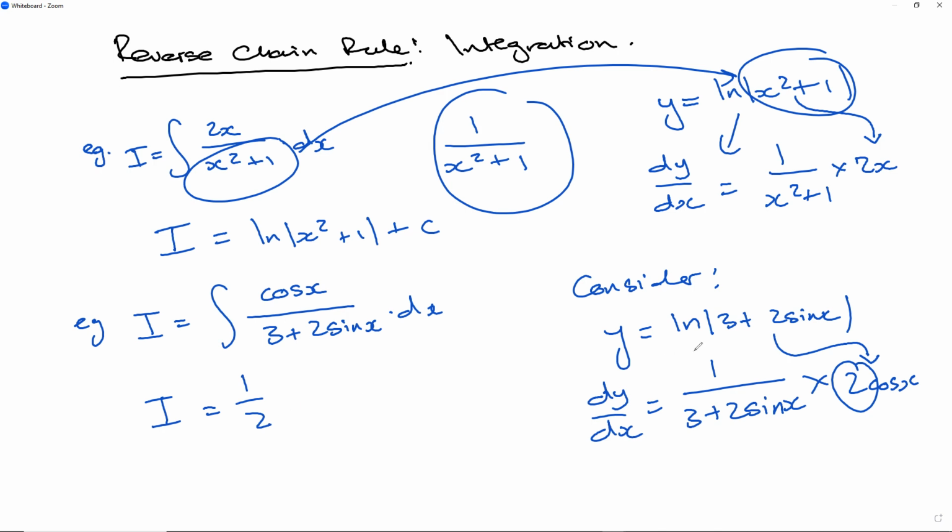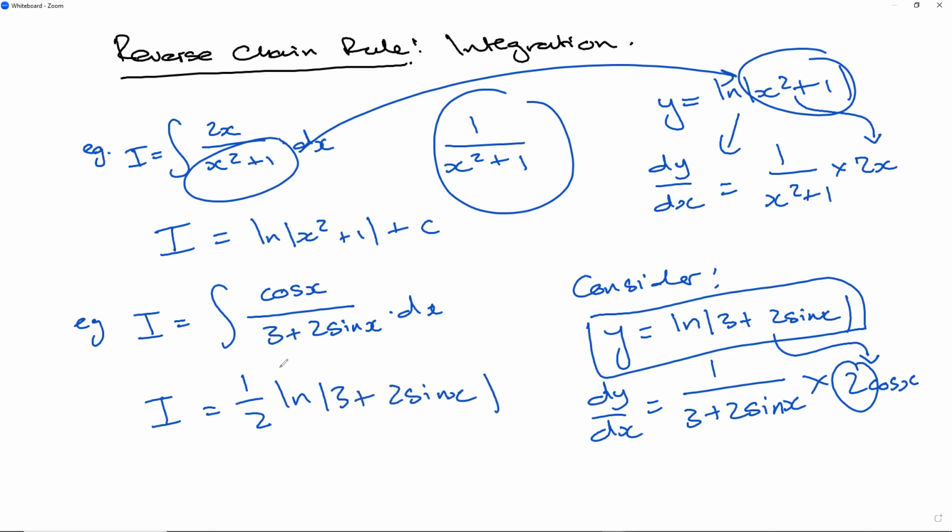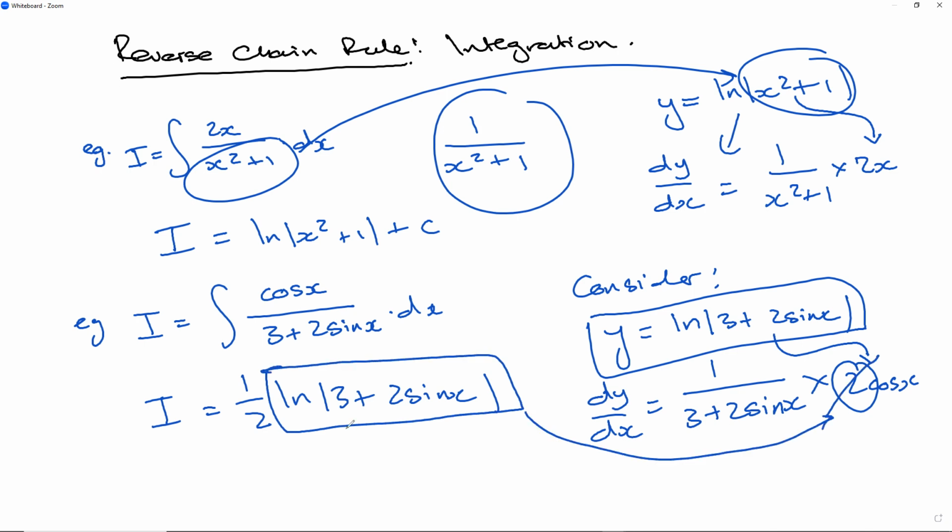So we say half of that would imply that once we've derived this and we end up with 2, that 2 will cancel out with that 2, leaving me with cos x over that, which is what I want. Okay.